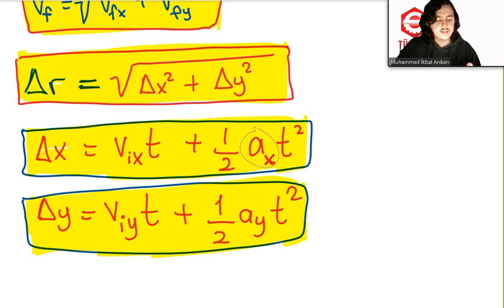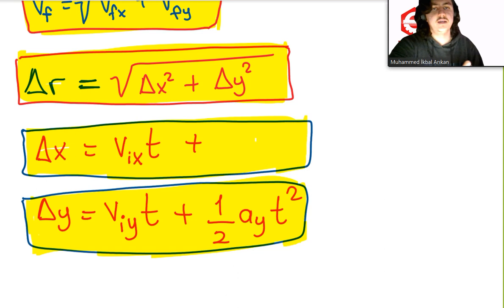Here, since there is no acceleration in x, half of 0 times time squared will be just 0, right? In x there is no acceleration, so I will erase this one, but I have initial velocity in x and time. Okay, so for any time to calculate delta x, our spatial formula for projectile motion will be like this: delta x equals v initial x times time.